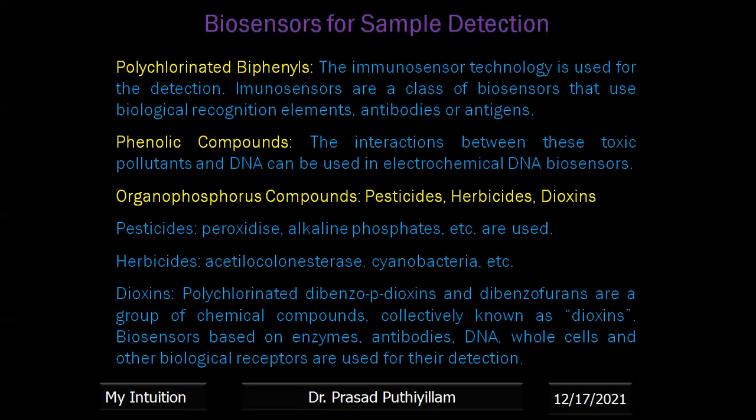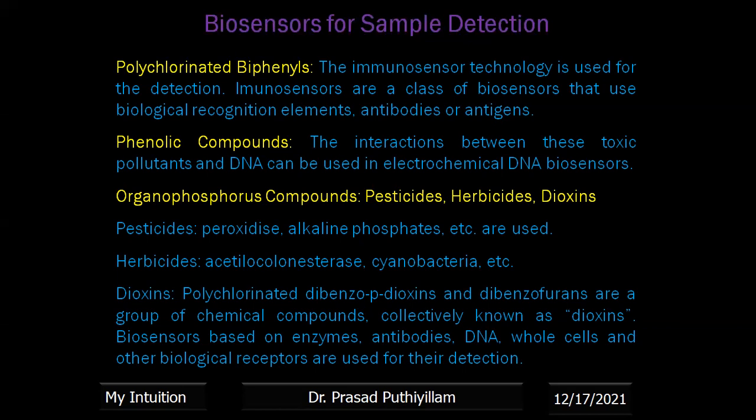The toxic pollutants in wastewater usually interact with DNA also, which leads to damage in human DNA. These interactions of DNA with the pollutant are made use of to make a sensor. So the interaction between the toxic pollutants and DNA is used to prepare electrochemical DNA biosensors.